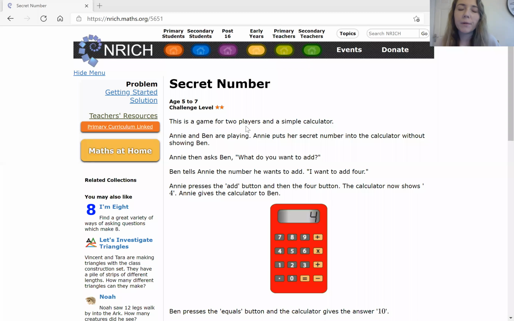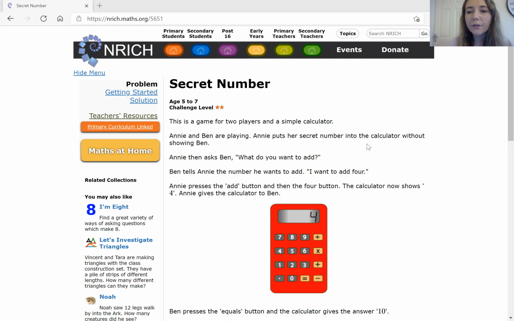Here we go. Okay, so this is a game for 2 players. So you are going to need to play with either somebody at home or see if you can arrange a Zoom call with a relative, maybe a nan or a granddad or an aunt or an uncle or somebody like that. Or you could see if you could arrange to play with one of your friends from school over Zoom. But you'll have to ask a parent which one you can do.